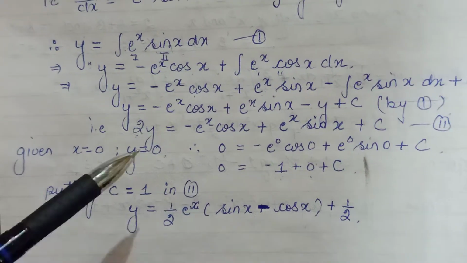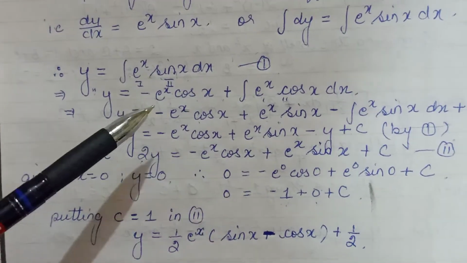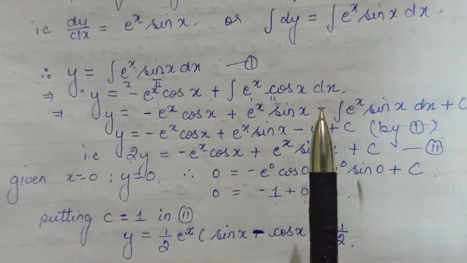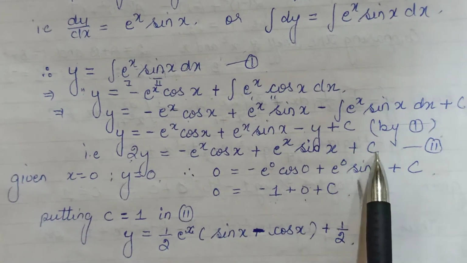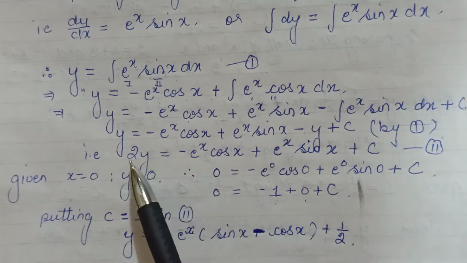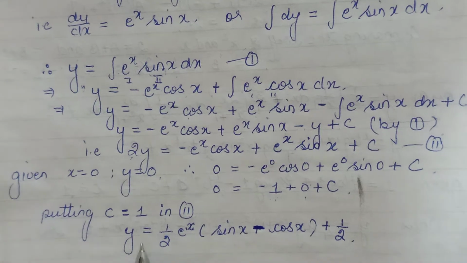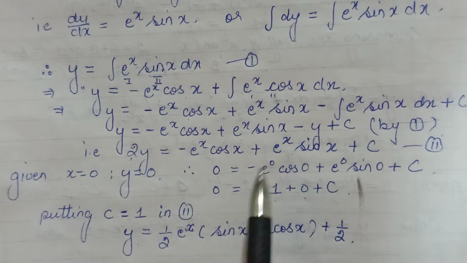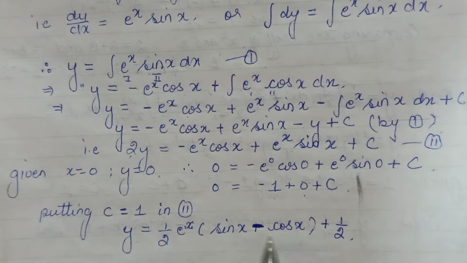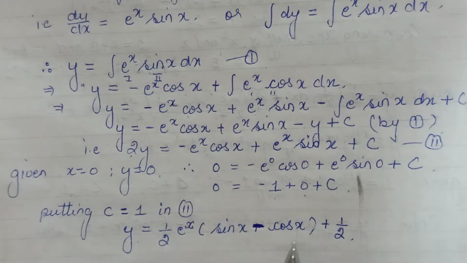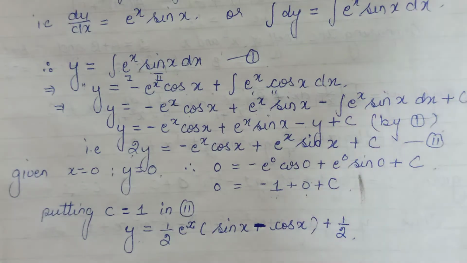Put that here. So if you put c as 1, here is our solution obtained. Okay, so if I put c as 1 and then I had 2y is equal to this, then for y we will divide throughout by 2. So y will come out to be, I've taken e to the power of x common from these two functions, written the positive first and then the negative one later, and that's your solution.